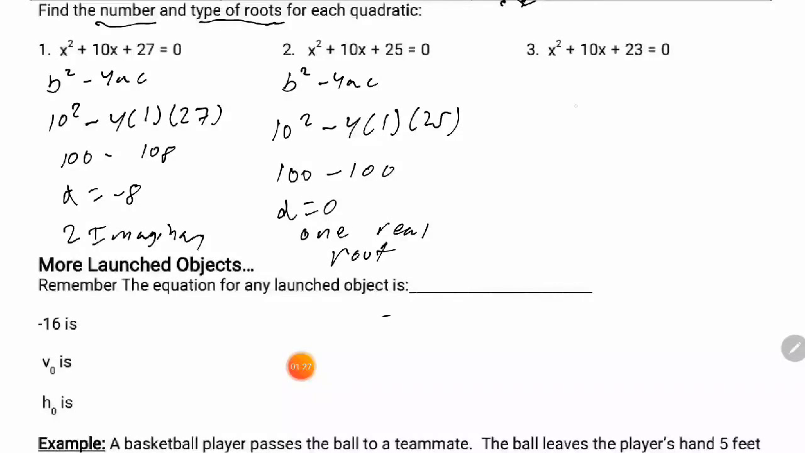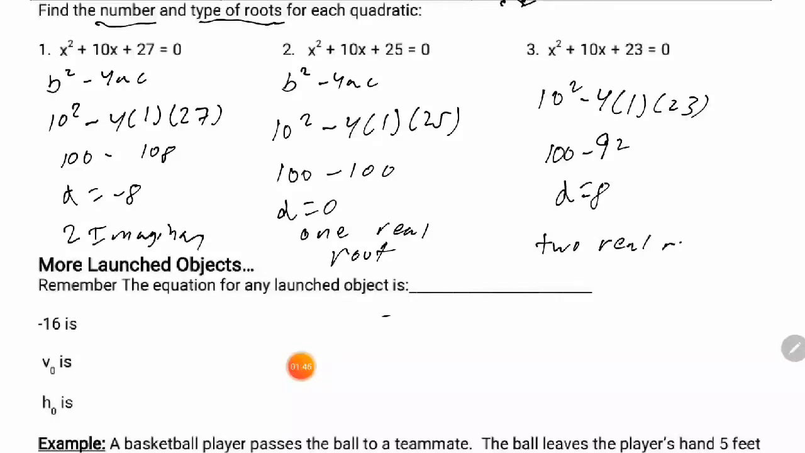And then lastly, for this last problem, we have 10 squared minus 4 times 1 times 23. So I have 100 minus 92. So we have d equals 8. That means we have two real roots, because our d is greater than 0. If d is equal to 0, we have one real root. And if d equals negative 8, we have two imaginary.